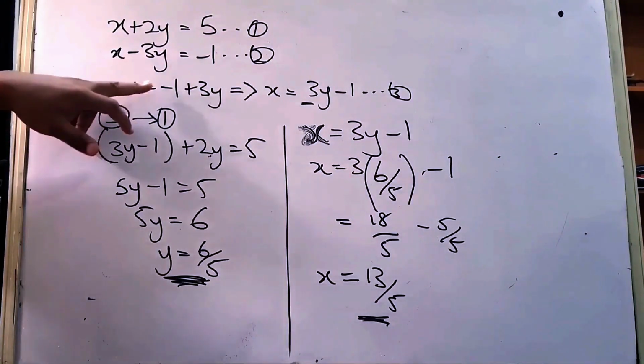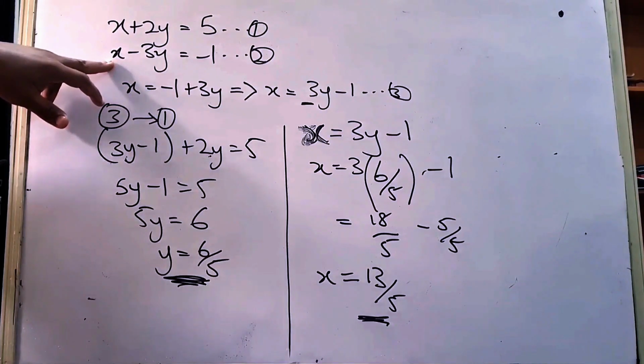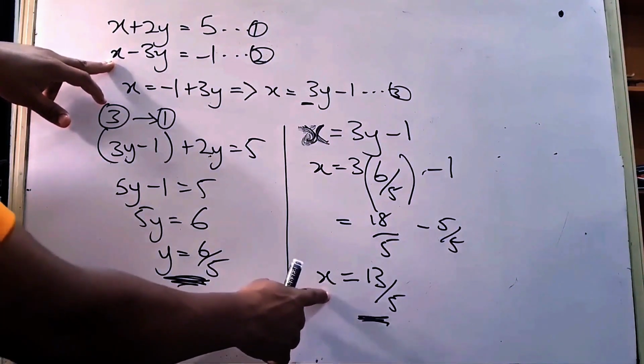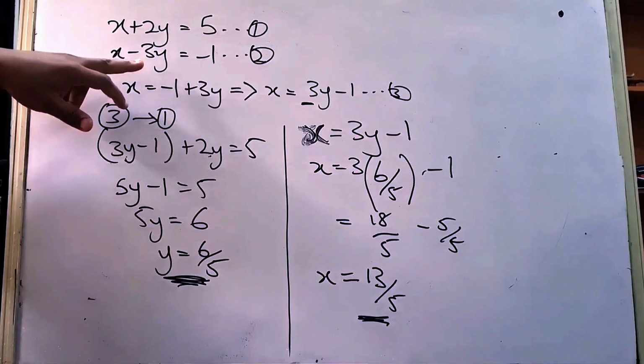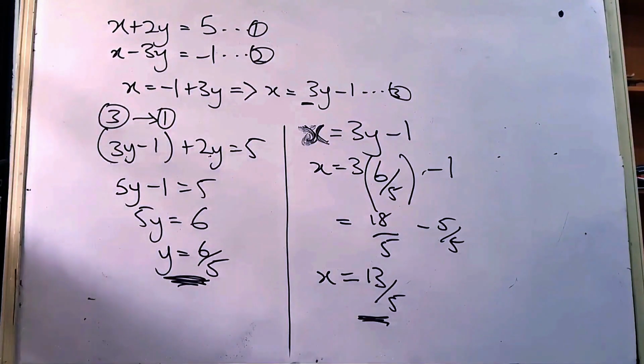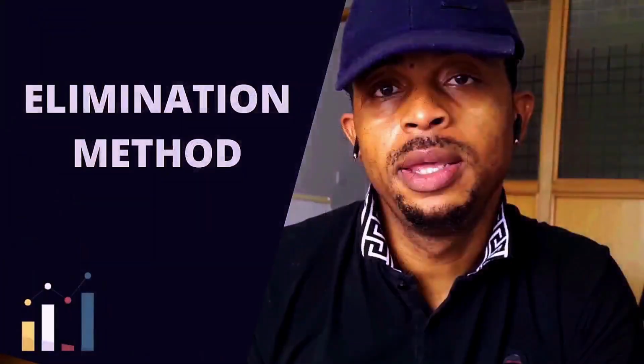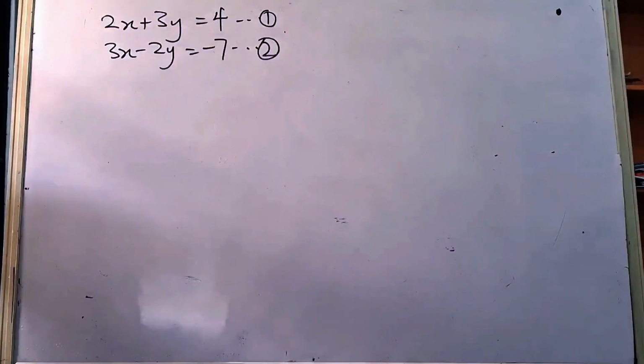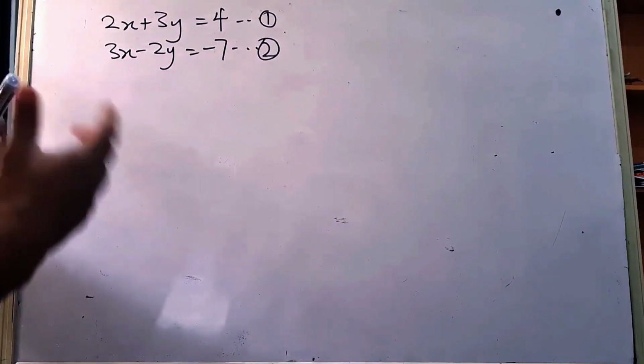We have x minus 3y. x minus 3y is 13 over 5 minus 18 over 5, which is minus 5 over 5, which is the same thing as minus 1. So we are correct.